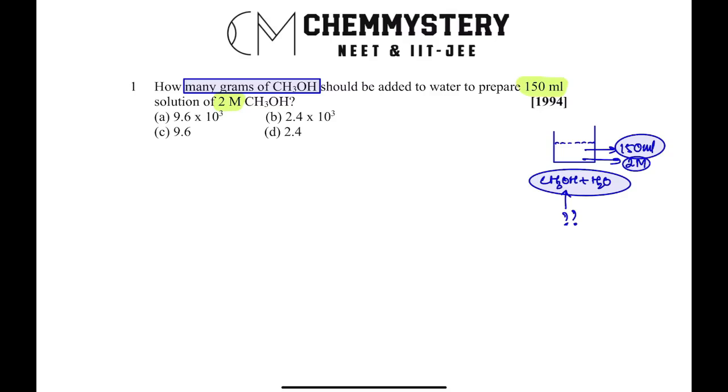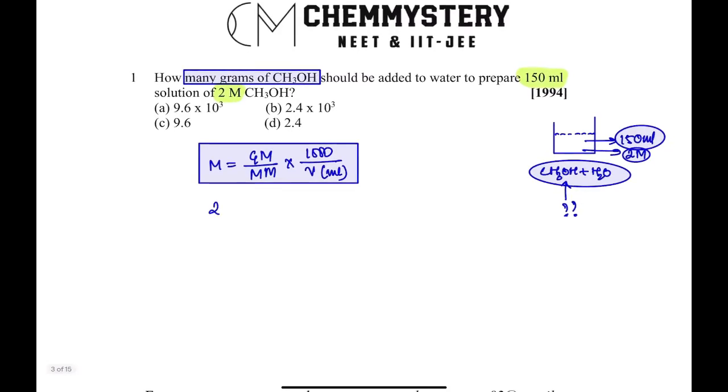Simply we'll use the molarity formula: molarity is equal to given mass of the solute divided by molecular mass of the solute, into 1000 by volume of the solution in ml. If the volume is in liters, there is no need to multiply by 1000, but because we have taken ml, we use 1000. The strength of the solution is given, that is 2 molar. Given mass, we need to find out. Molecular mass of CH3OH.